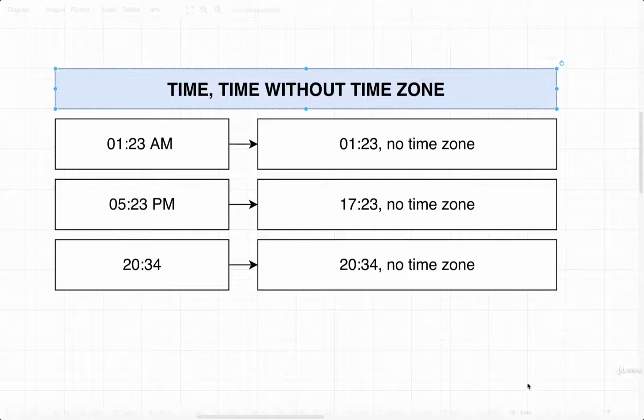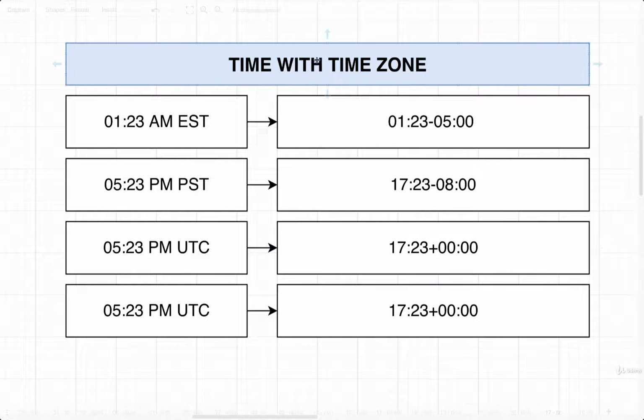In addition to just storing a time, we can also store a time with time zone. So that's the type right there, time with time zone. Any value you put in will be converted to the appropriate UTC value. So for example, if we specify 1:23 a.m. on the Eastern Standard Time, which is the time zone along the eastern coast of the United States, it will be converted into 01:23-05. The -05 right there indicates 5 hours behind UTC time.